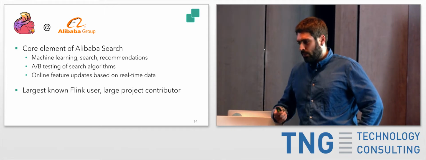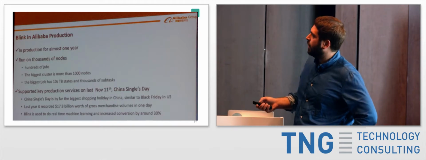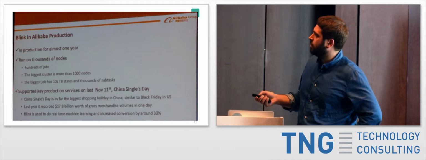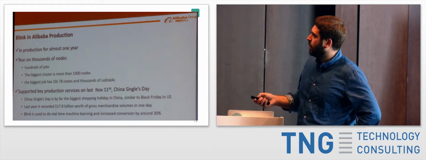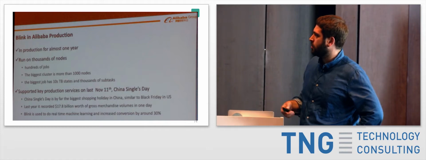And a particular period of that in China, I'm not sure if you can see this, is a slide from Alibaba, from Flink Forward. So, hundreds of Flink jobs, biggest cluster, more than 1,000 nodes, biggest job has tens of terabytes of states, thousands of subtasks.